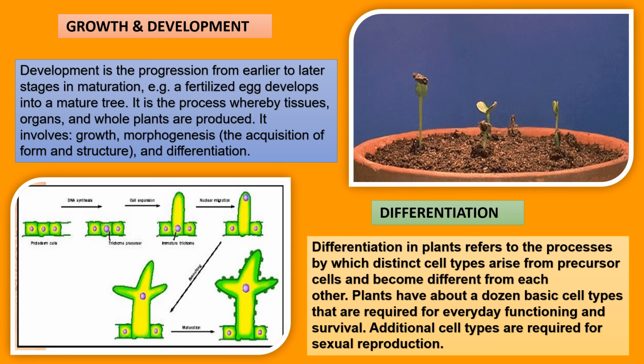Now, development is the progression from earlier to later stages in maturation. For example, a fertilized egg develops into a mature tree. It is the process whereby tissues, organs, and the whole plants are produced. It involves growth, morphogenesis, that is the acquisition of form and structure, and differentiation.